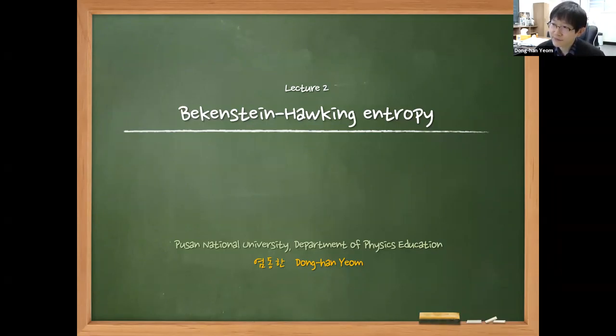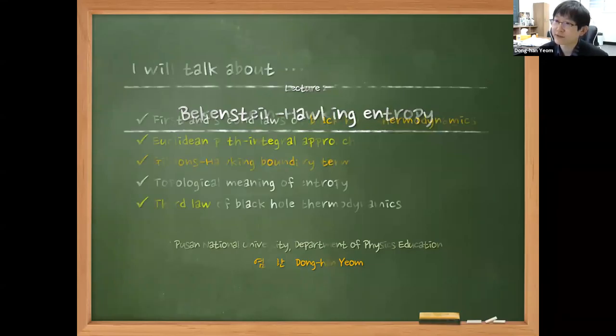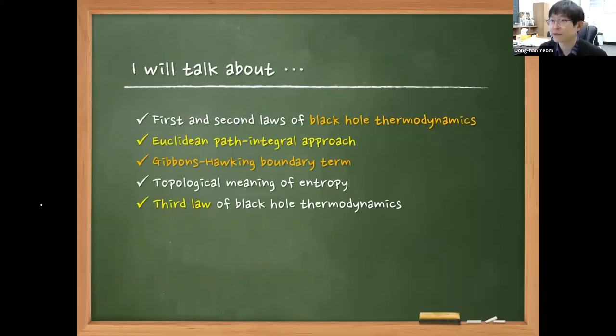So yesterday I discussed the Hawking radiation issue, and in the second lecture I will talk about the Bekenstein-Hawking entropy. So today I will discuss the following topics. First one is the first and second laws of black hole thermodynamics. Of course, this is the review of yesterday's talk.